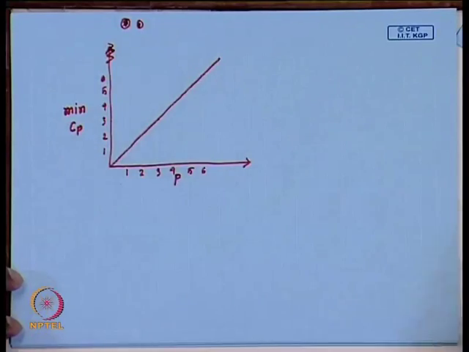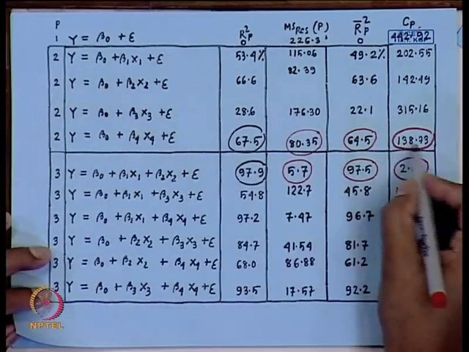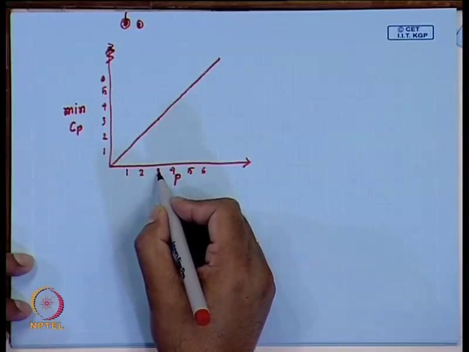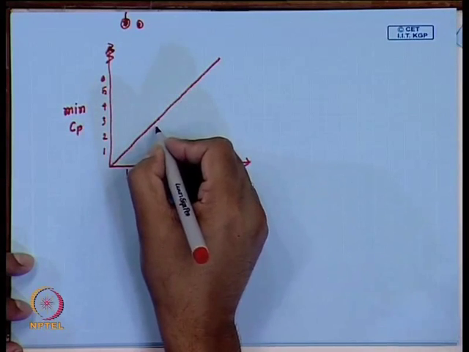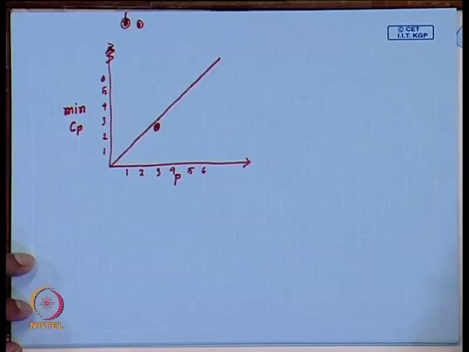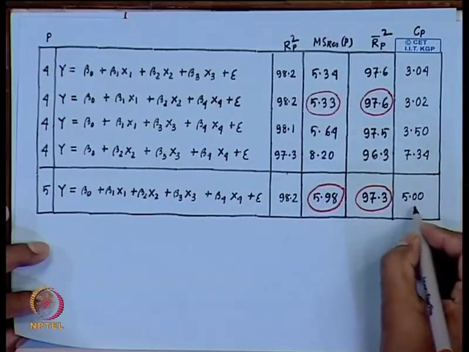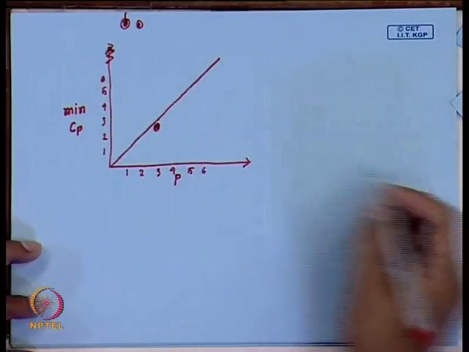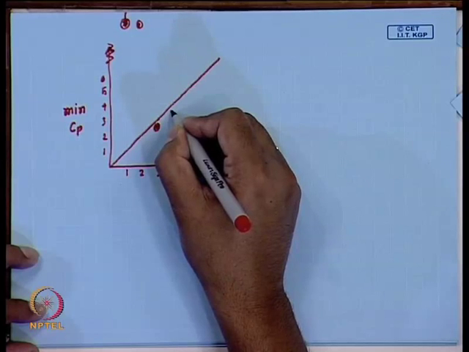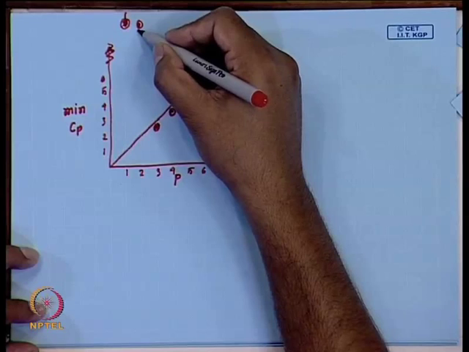For p equal to 1, it is 442. And for p equal to 2, it is 138. So, for p equal to 1, it is somewhere here, and for p equal to 3, it is 2.68. So, it is below the line, here. For p equal to 4, the minimum is 3.02, so it is somewhere here. And for p equal to 5, it is 5. So, you can see, if you draw now, you join them.